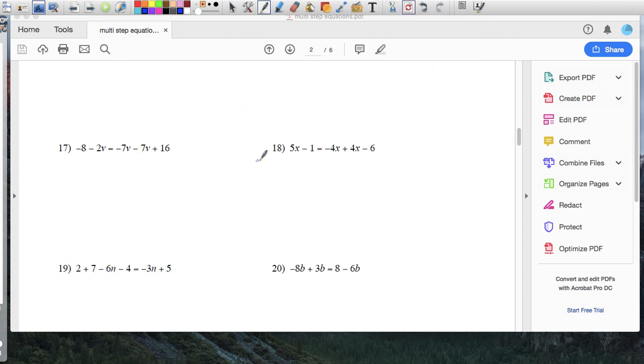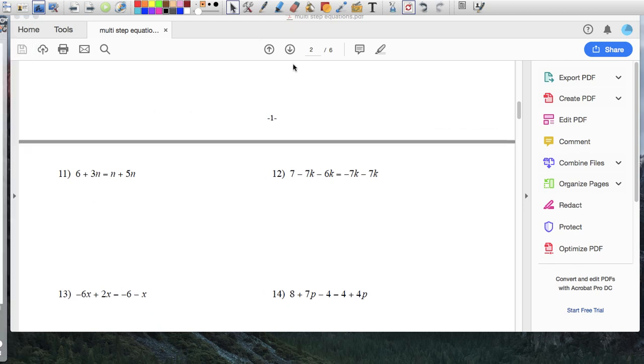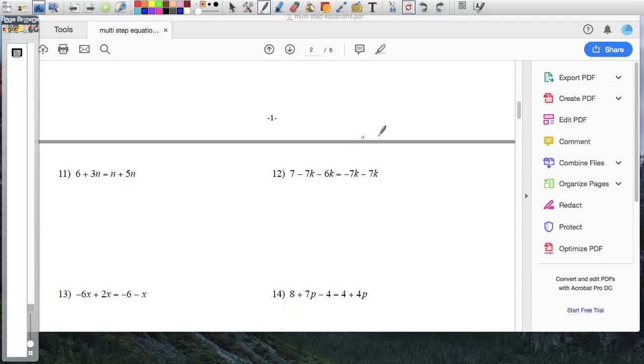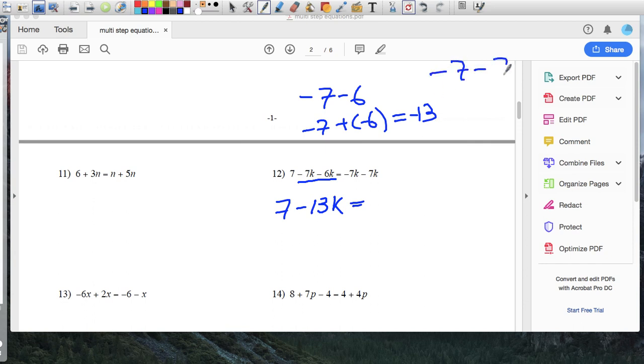So 17, and then now it's 12. Again, there are some things I can do, which is combine like terms. On this side, I can combine these two. It's negative 7 minus 6, which is the same thing as negative 7 plus negative 6, and that's going to give me negative 13. So I can write this as 7 minus negative 13k. Negative 7 and negative 7 on this side, if you ignore the variables for a second, becomes negative 7 plus negative 7, or negative 14.